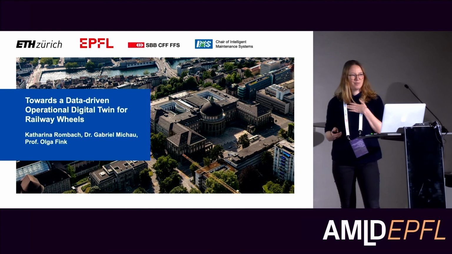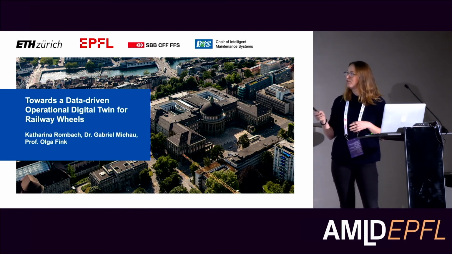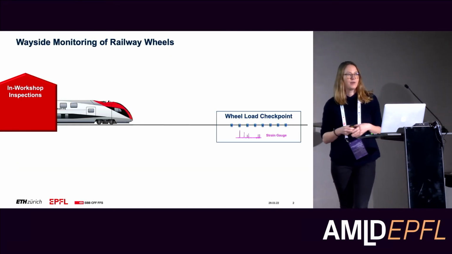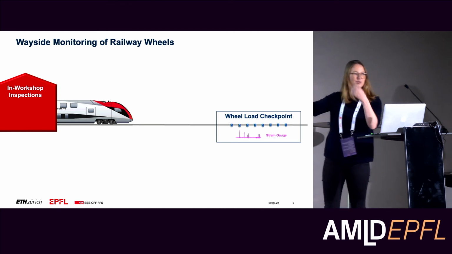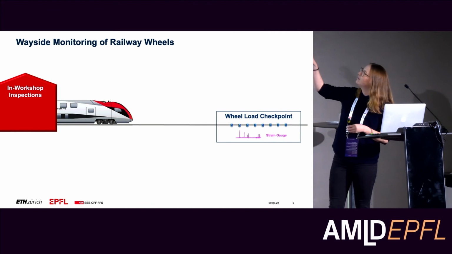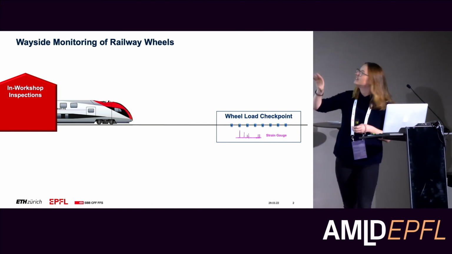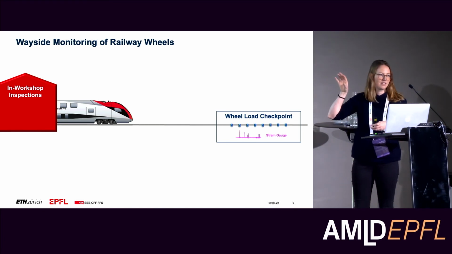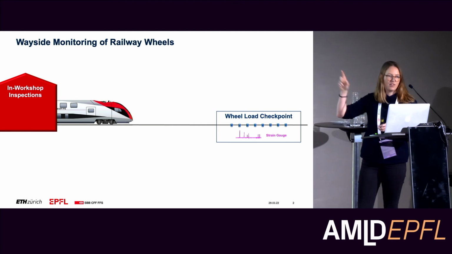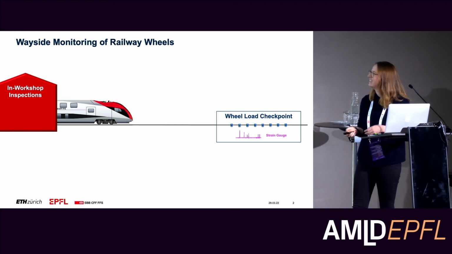My name is Katharina Rombach, and I'm presenting what we're doing in order to move towards a digital twin for railway wheels. Cyprian just told you what he's doing with the onboard monitoring devices, and we're switching the perspective now. We're moving to the wayside monitoring devices. So we actually have measurement sites. These are wheel load checkpoints that are fixed, installed in the railway tracks. Today I'm going to show you what we did with the strain gauge sensors, but we also have other sensors now implemented.